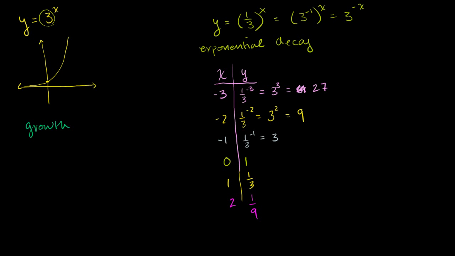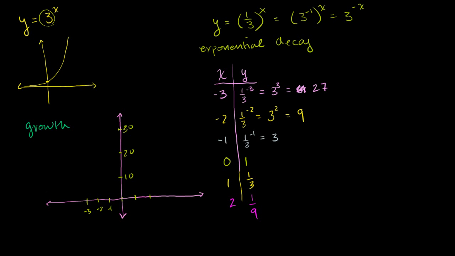So let's plot this exponential decay function right here. I want to draw it reasonably neatly. And all of these values, once again, are positive because our base was positive. So it looks like that. So let's say that this is 10, 20, 30. And let's start at negative 3, negative 2, negative 1, 0, 1, 2.